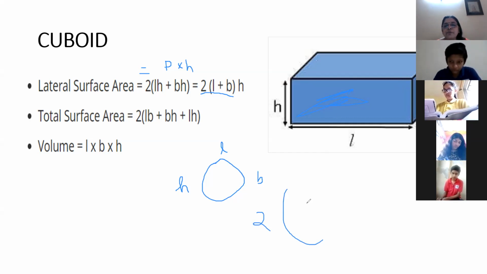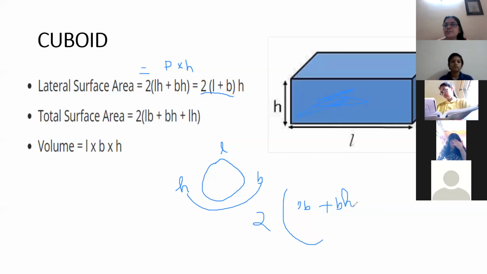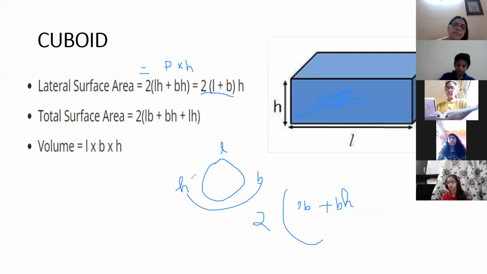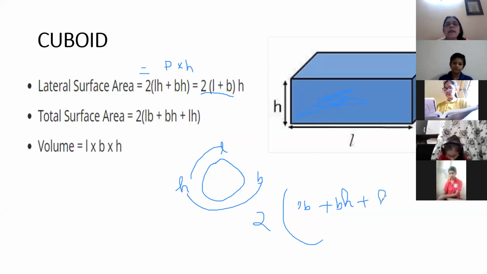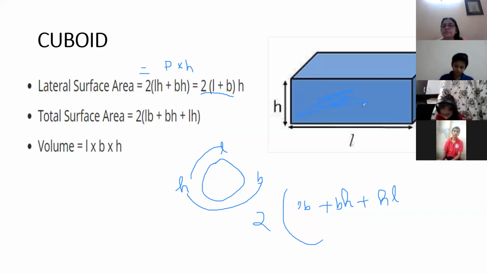See, in a cyclic form, you have to go. L, B. Again comes B, H. What we are coming across? B. So plus BH. फिर क्या आ रहा है साइक्लिक फॉर्म में? प्लस, बोलो क्या आएगा, बताओ? H L. Okay, it is HL. And here we get the formula of TSA, that is total surface area.